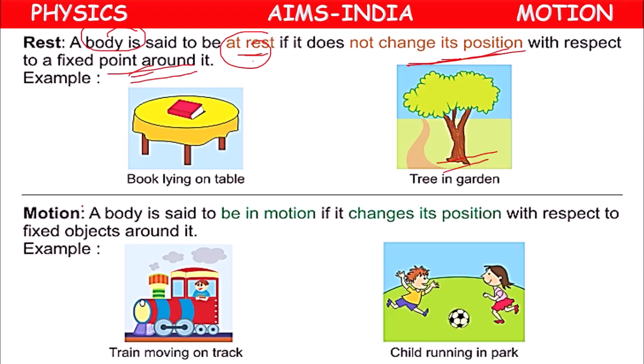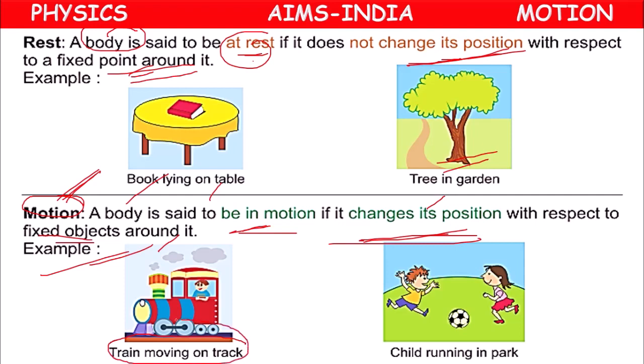Next. Motion. A body is said to be in motion if it changes its position with respect to fixed objects around it. So, a train moving on a railway track, with respect to a person standing on the platform, the train will be moving.